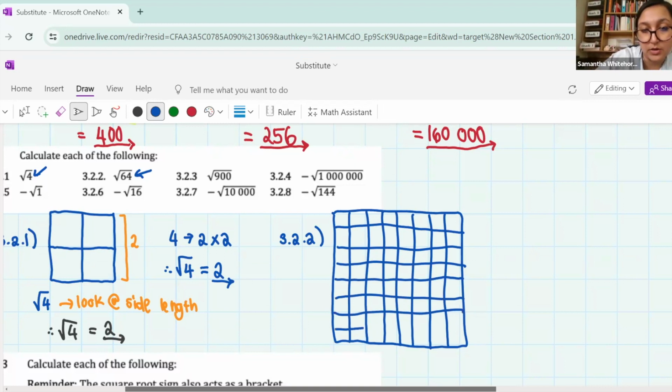Right, so here's my square. If you actually wanted to count all the squares, there would be 64. You can take my word for it. I have just double checked.